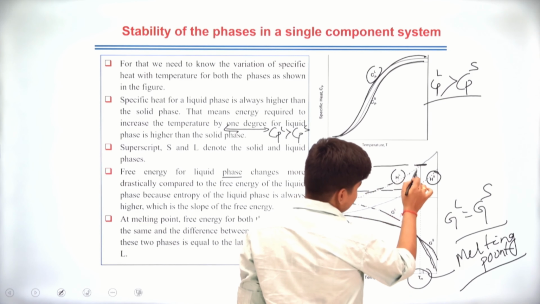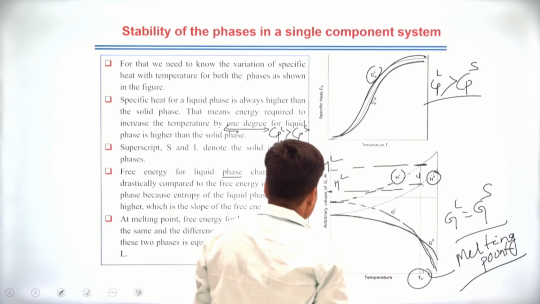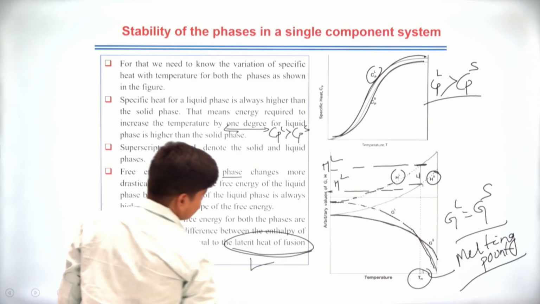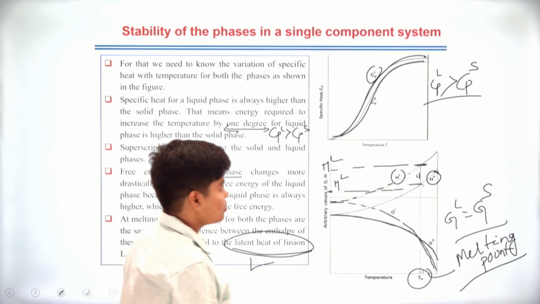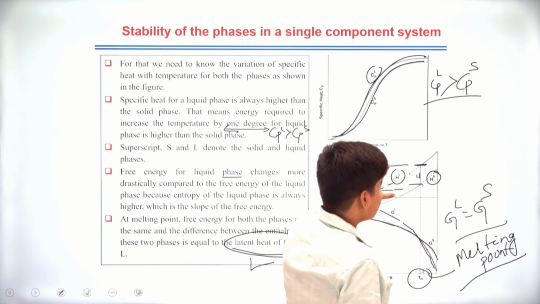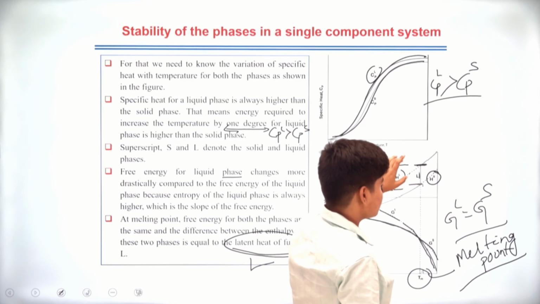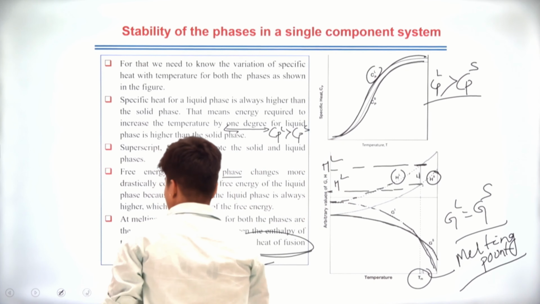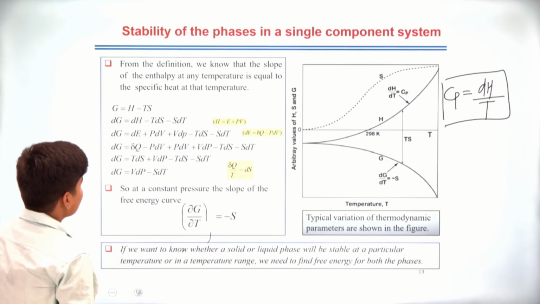The difference between the two phases is known as the latent heat of fusion, or L. Okay, the symbol is L. The difference between the enthalpy of the two phases, that is the liquid phase and the solid phase, is known as the latent heat of fusion, or we can say L.